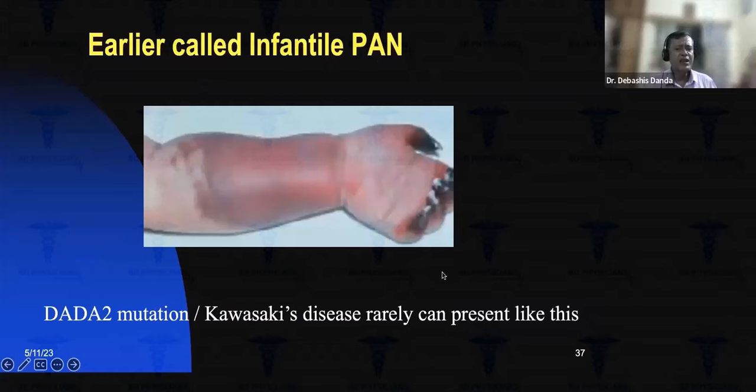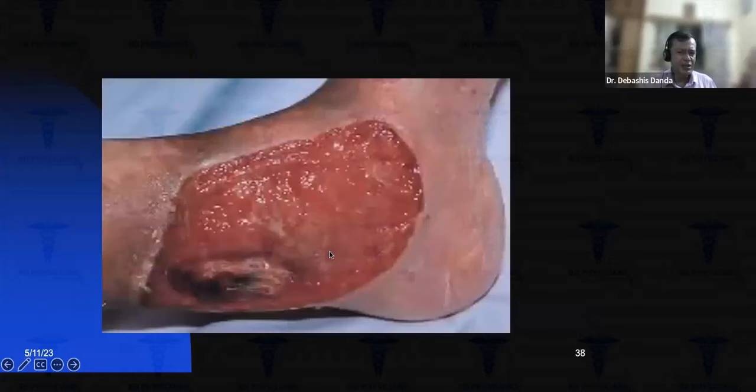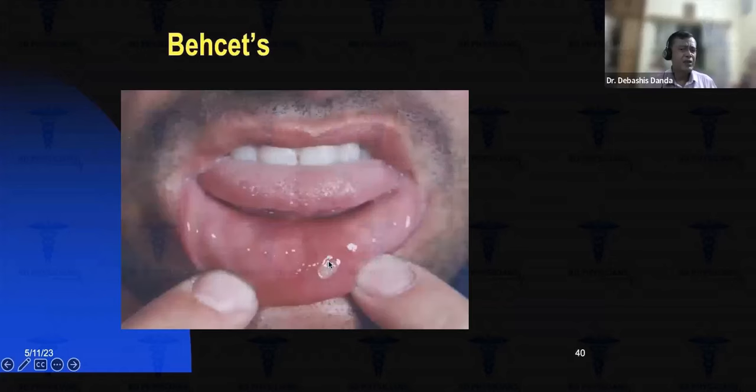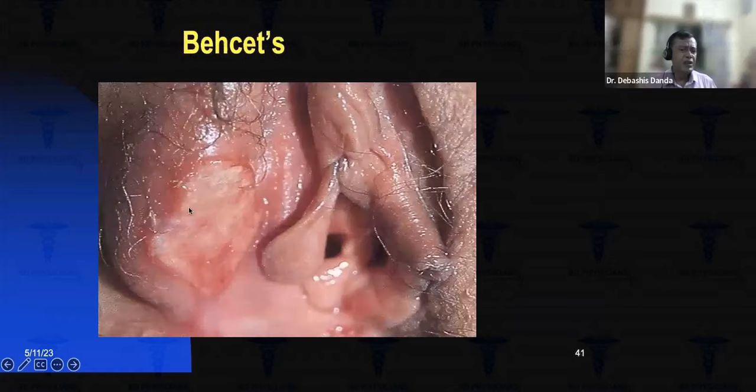Kawasaki's disease very rarely can present like this. This is a non-healing ulcer. There can be many causes, from pyoderma gangrenosum to vasculitis. So this is a healed vasculitic rash. This is a mouth ulcer in Behçet syndrome. This is a genital ulcer in Behçet syndrome. What is important here is, in males it happens on the scrotum or the shaft of the penis rather than the prepuce skin. In women it occurs in the labia majora rather than labia minora.